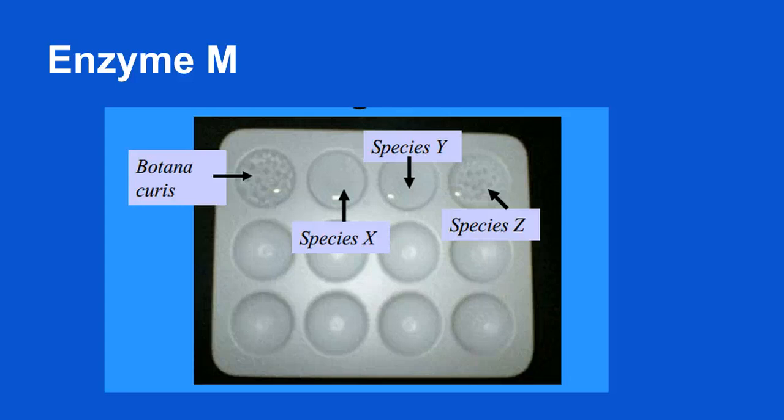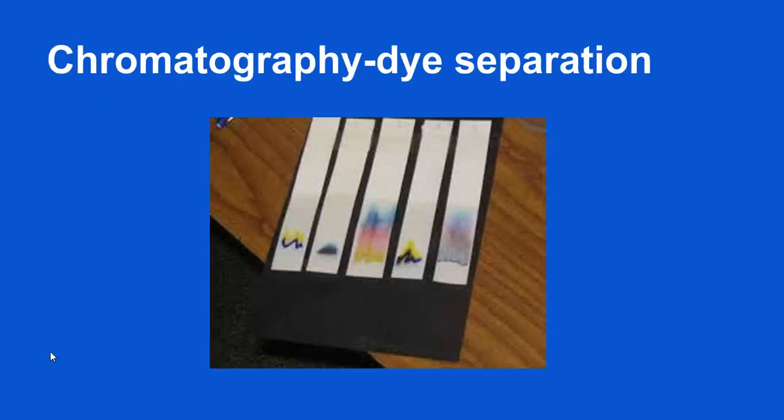We can also do an enzyme test. An enzyme test is to test the plant for a specific enzyme. In this case, we were testing enzyme M. Botanicurus had a reaction with a chemical, and it proved to have enzyme M. Species Z also had enzyme M, but X and Y, there was no reaction, no bubbling, no enzyme M. So you also saw this when we were doing the experiment in class.